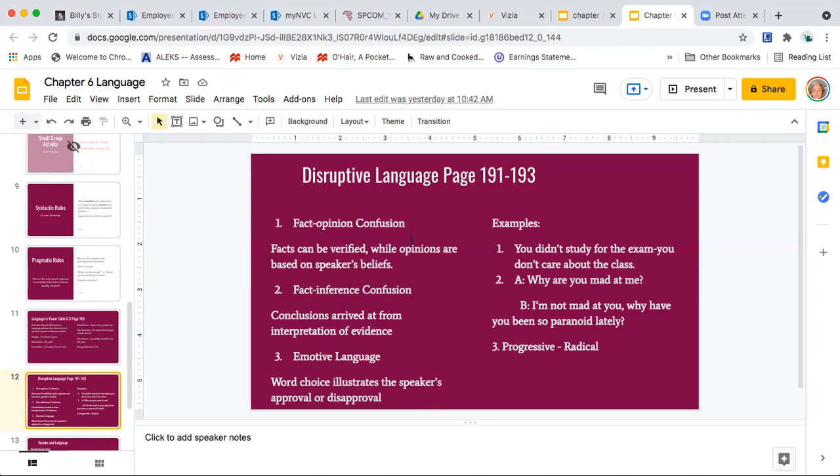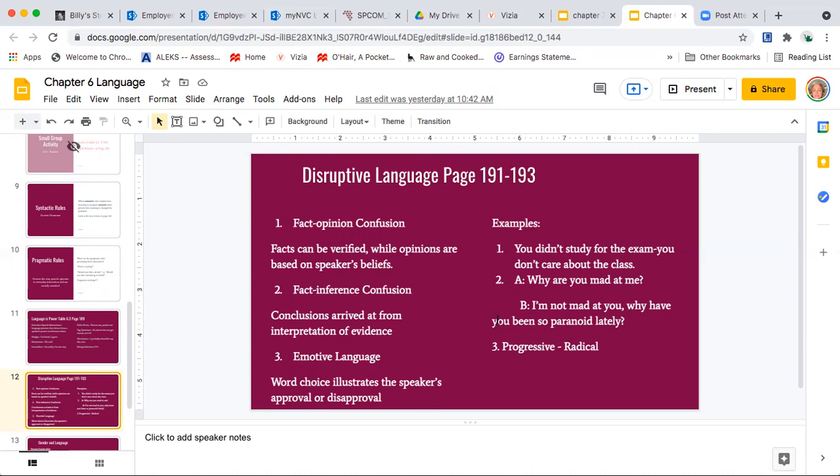Two is, here are two people having a conversation. A says, "Why are you mad at me?" And B says, "I'm not mad at you. Why have you been so paranoid lately?" Fact inference confusion is right here. Why have you been so paranoid lately? So person A is just asking, "Why are you mad at me?" And then person B says, "I'm not mad at you," and they flip it back on the person, right? By making an inference that that person is paranoid.